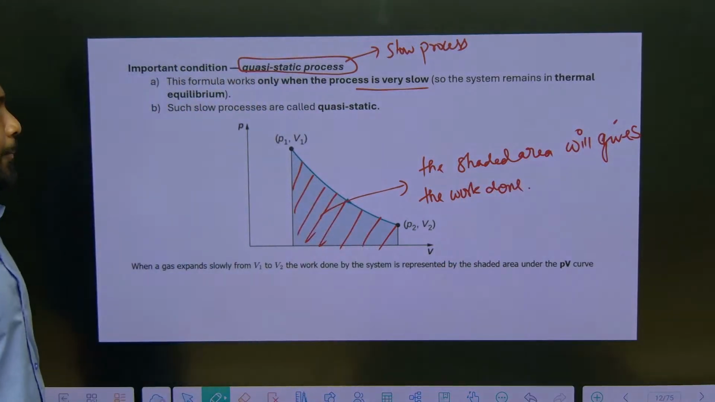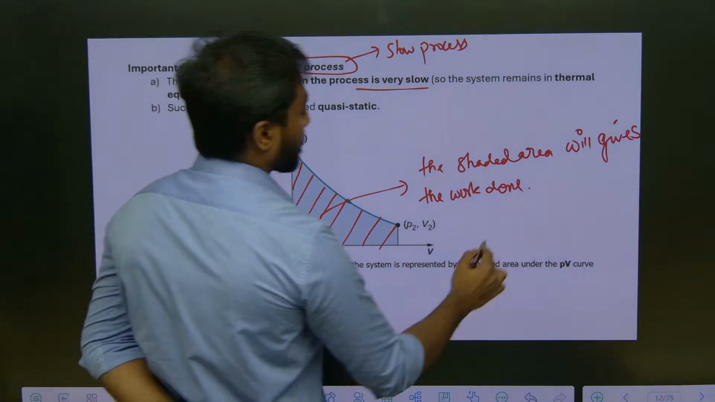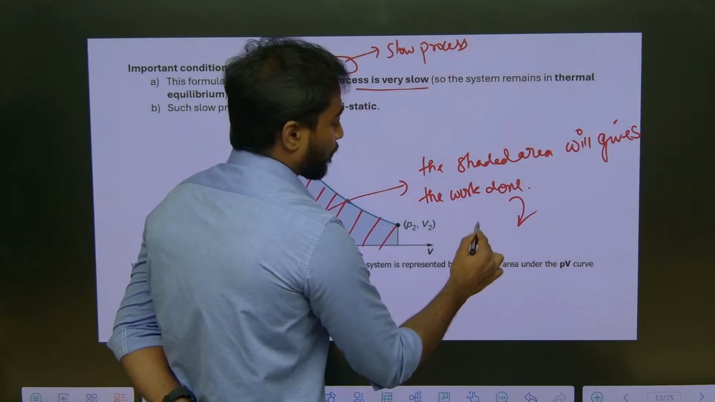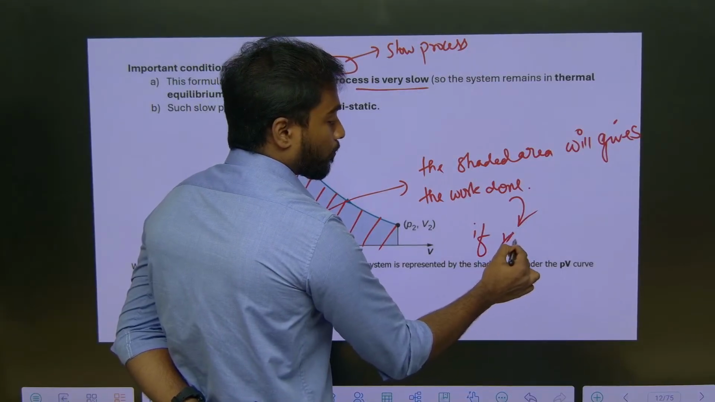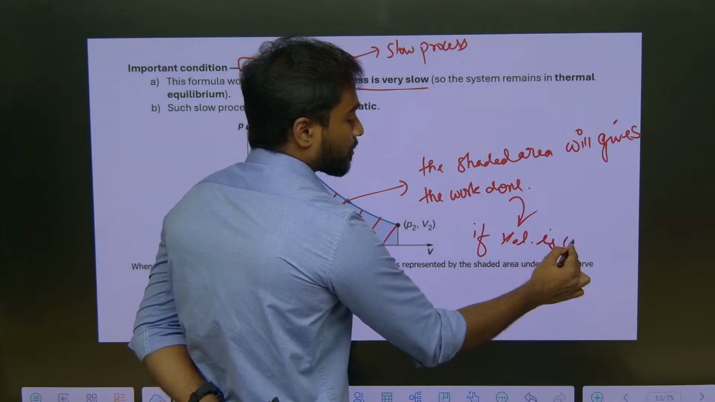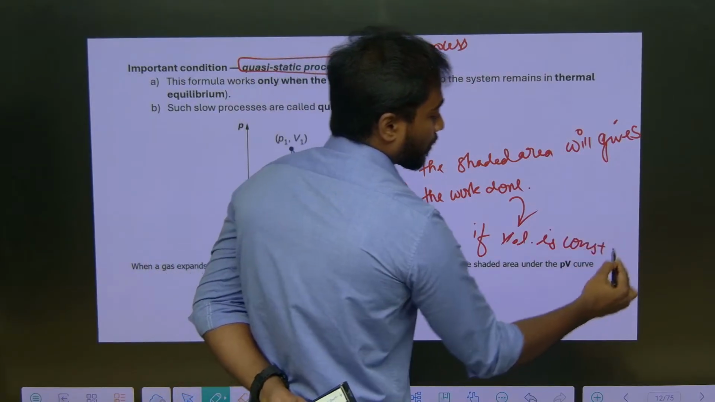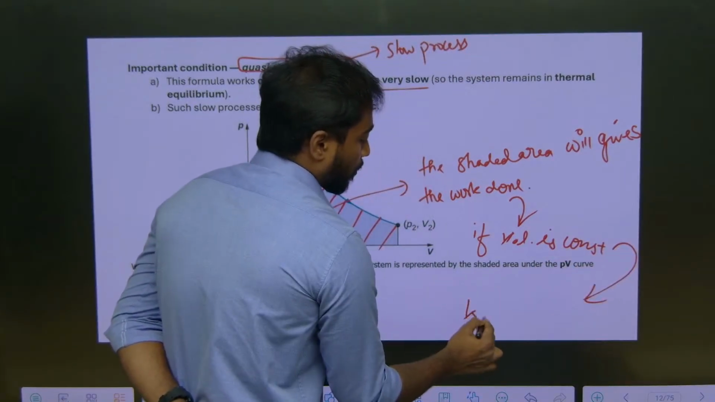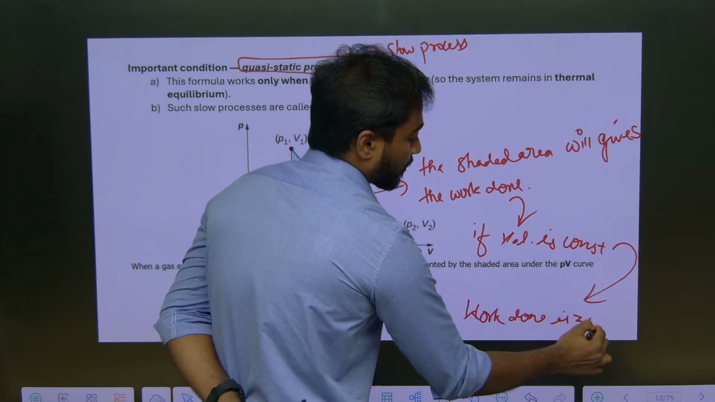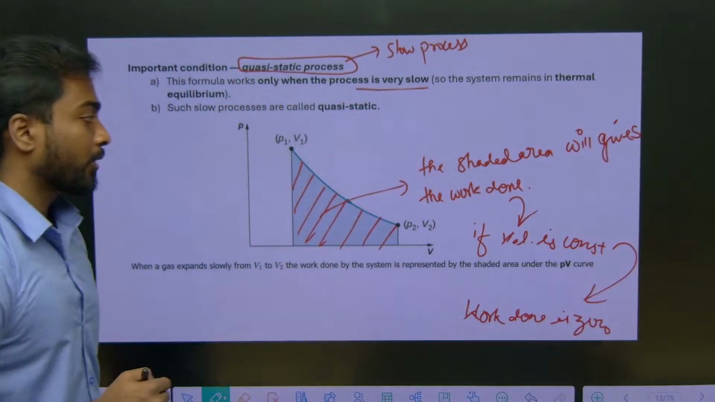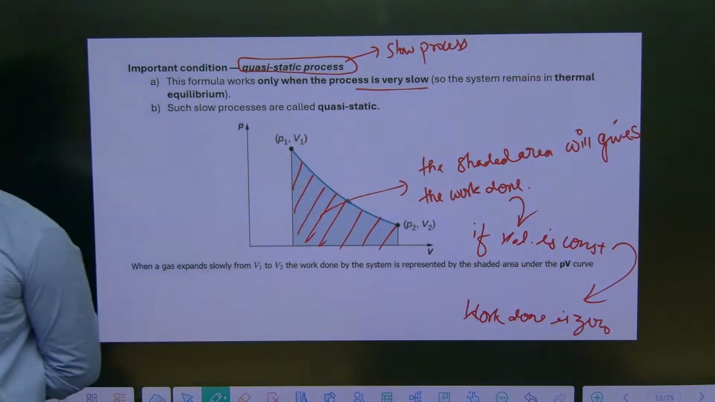Okay, suppose the volume is constant, what about the work done? Work done is 0. Got it? Got the point?